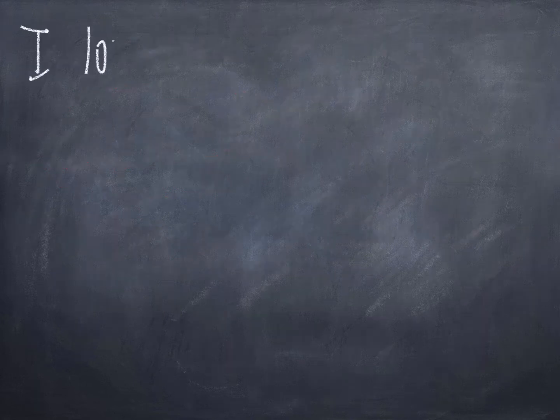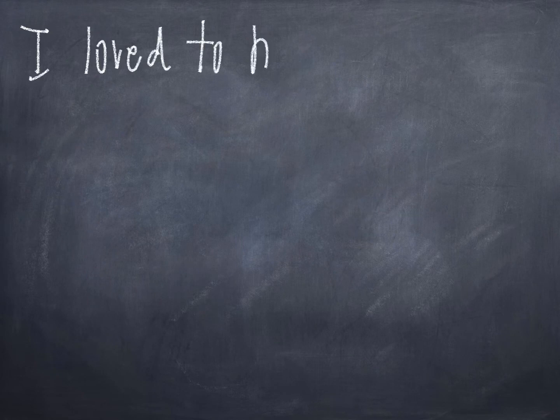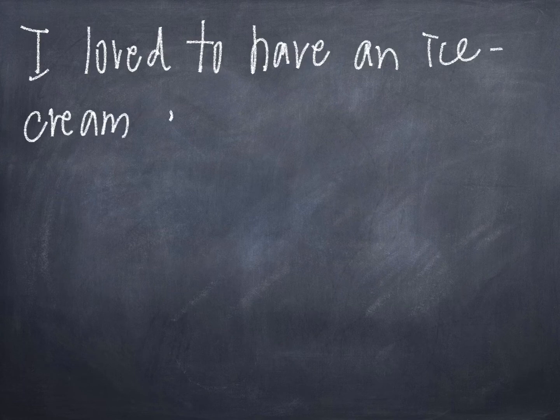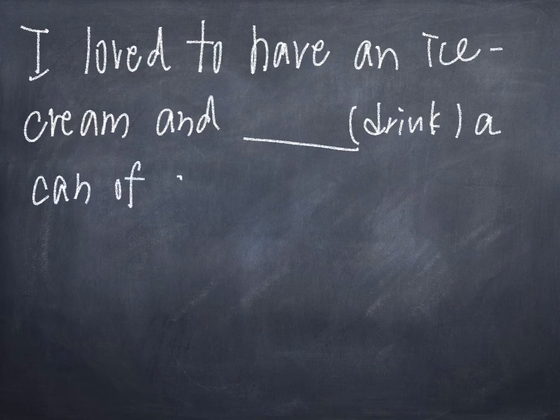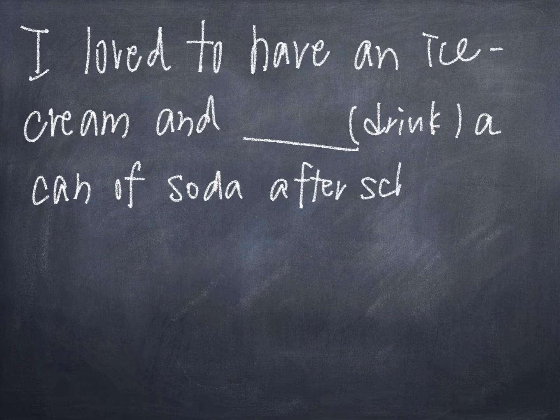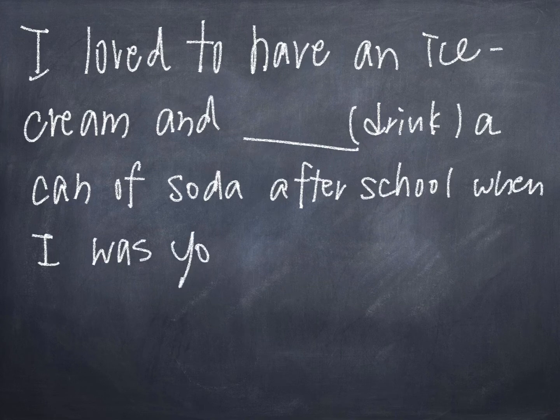It might be rather easy if you are just making a very simple sentence using one verb, but it might be more challenging if you have a complex sentence with two or more verbs in the sentence. So take a look at the example. I loved to have an ice cream and a can of soda after school when I was young.